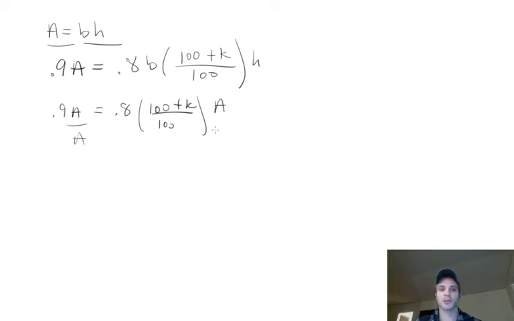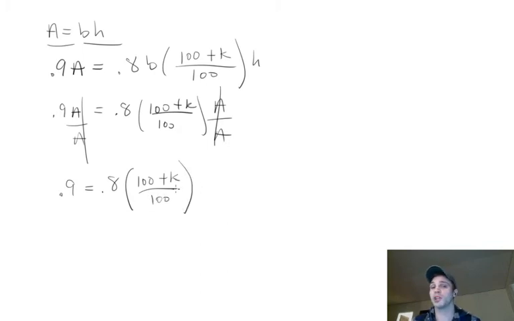Now if I divide both sides by a, they cancel. And then this becomes 0.9 equals 0.8 times 100 plus k divided by 100. So we don't know how many percent it increases by. We're going to find out. And this is just one unknown, so we can do our normal algebraic manipulation to solve for this. I'm going to divide both sides by 0.8. And then I'll just lose the parentheses. Now I'm going to multiply both sides by 100.